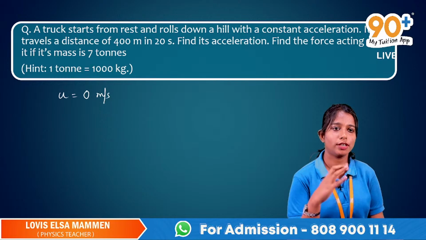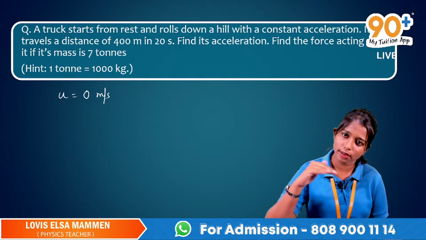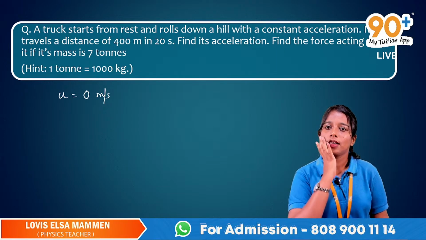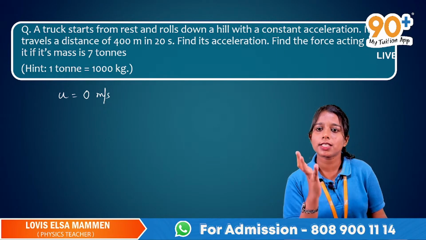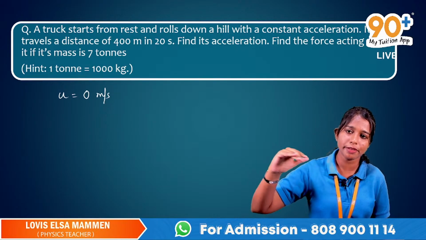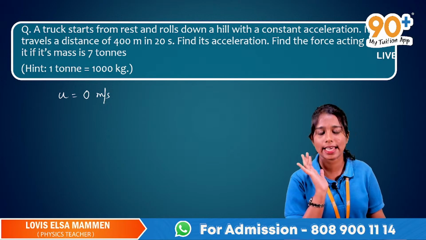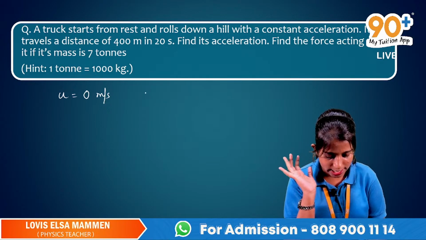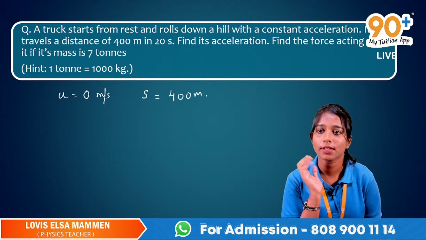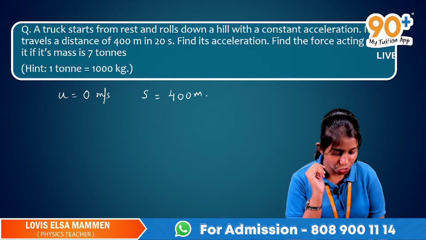ഒരു ആക്സിലറേഷൻ ഉണ്ട്, വണ്ടി സ്റ്റാർട്ട് ചെയ്തു, മൂവ് ചെയ്യാൻ തുടങ്ങി. അപ്പോൾ എന്താ, ഒരു ആക്സിലറേഷൻ ഉണ്ട്. Then it travels a distance of 400 meter in 20 seconds. വണ്ടി 400 meter travel ചെയ്തു in 20 seconds. So 400 meter, what is that distance? S is equal to 400 meter. Time is given, 20 seconds.